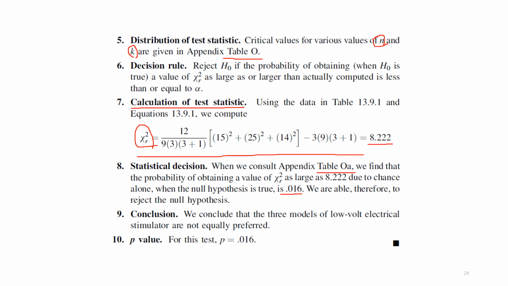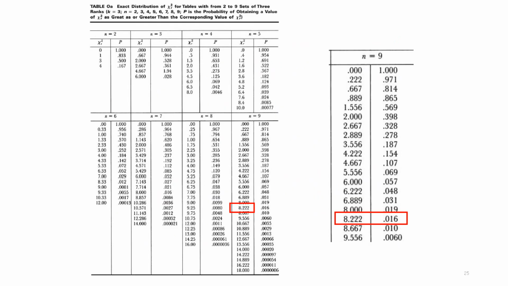Conclusion here, p-values here. Let's go to the tables. What does the table look like? Table O. It is a little bit complicated, but n is equal to 2, 3, 4, 5, 6, 7, 8, 9. How many therapists do we have? 9 therapists. Okay, n is equal to 9 here. This lettering is too small, so I will expand it to make it more visible.